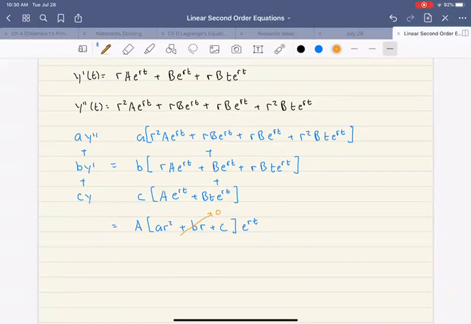Now let's take our B terms, our terms that have B. Our terms that have B are going to be AR times 2, actually, let me move that in. 2AR, because we have an RB here and an RB here. I'll put the e to the rt on the end again. Here we're going to have a plus B. And then there are no terms here.